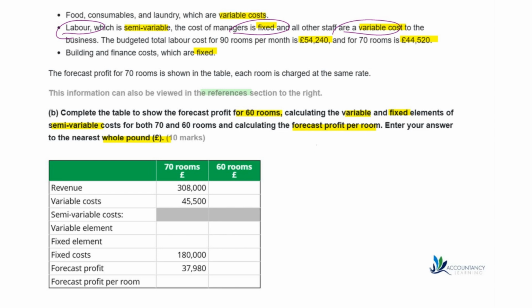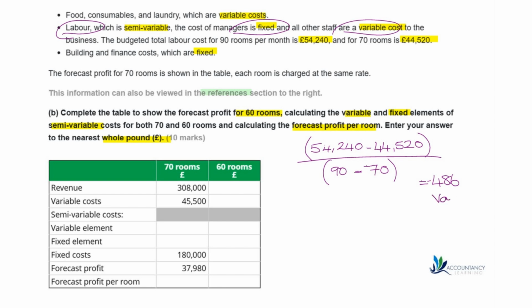So first of all, we're going to do our highest cost, which is for the 90 rooms, 54,240. And we're going to take off the 70 rooms cost, 44,520. So highest cost minus lowest cost. We're going to divide that by the highest number of rooms minus the lowest number of rooms. And that gives us £486. So this is the variable element.